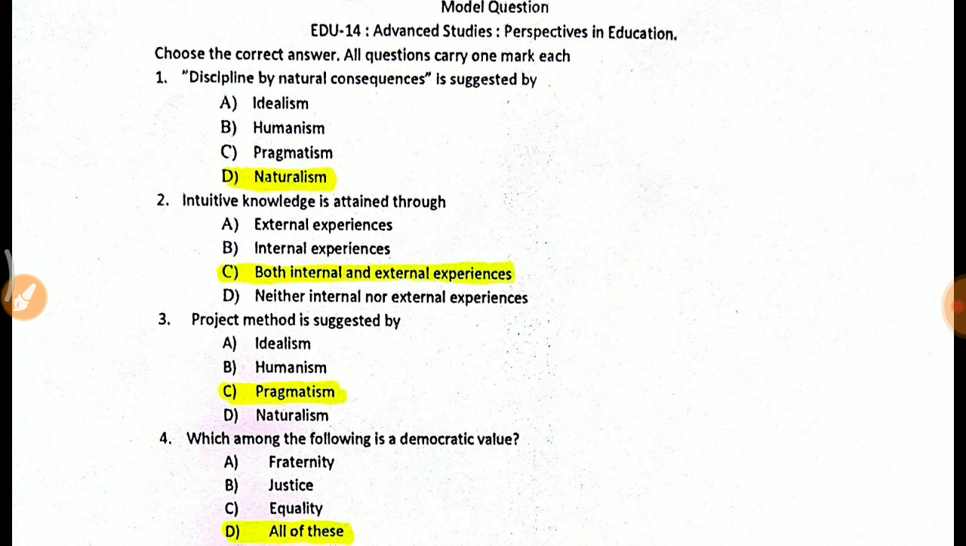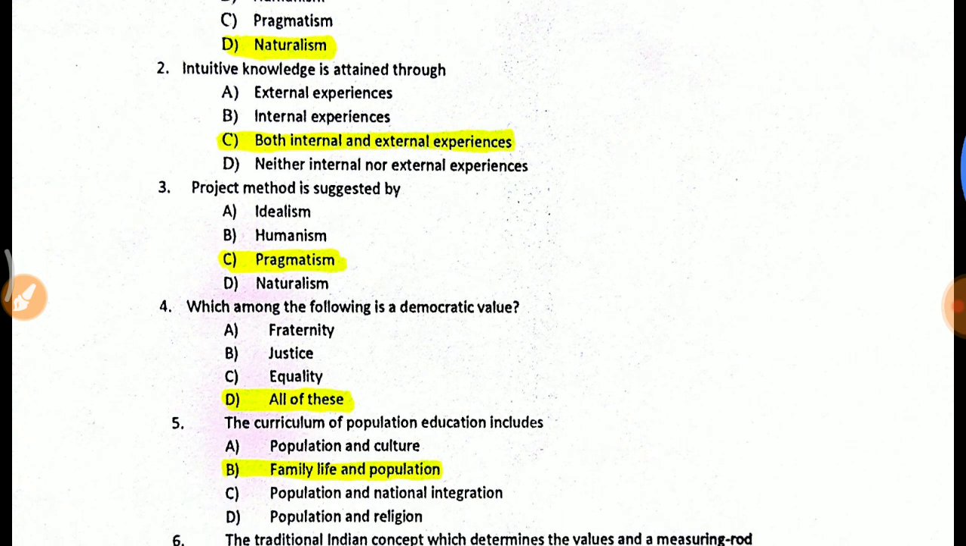The first question: discipline by natural consequences is suggested by, it's clear that it's naturalism. So discipline by natural consequences is suggested by naturalism. Then second question: intuitive knowledge is attained through both internal and external experience. So here the answer is both internal and external experiences.